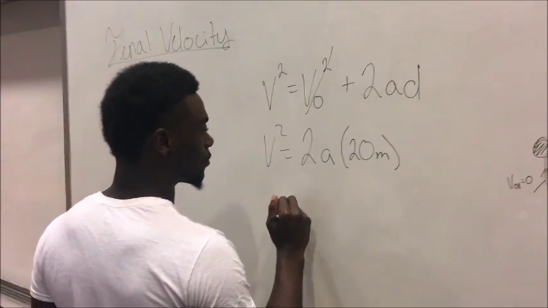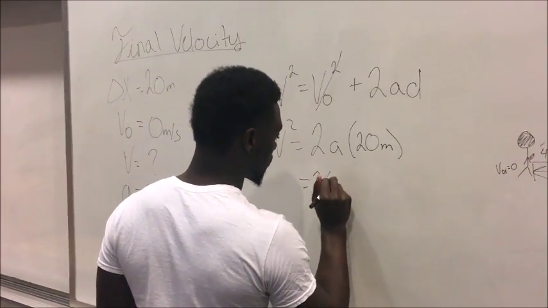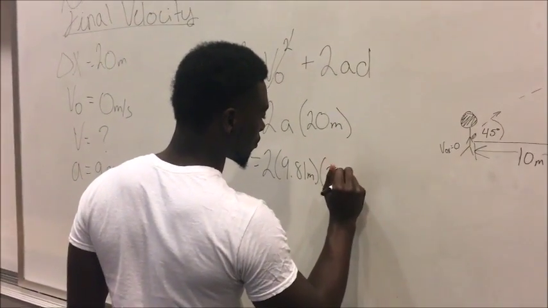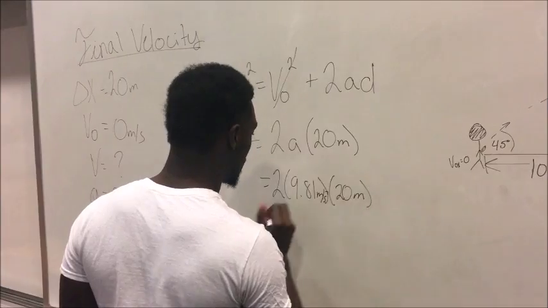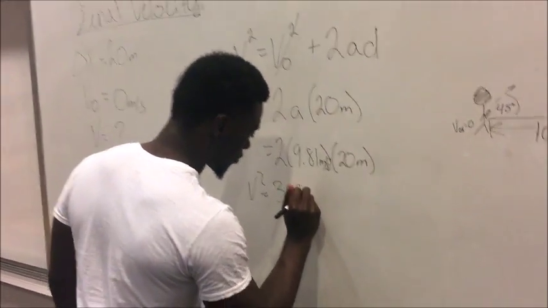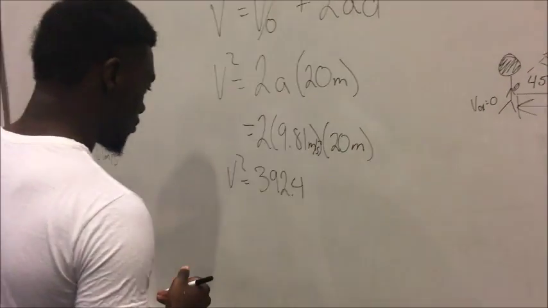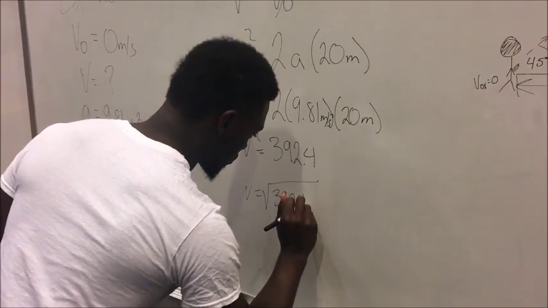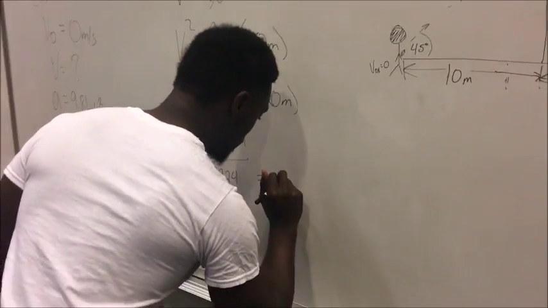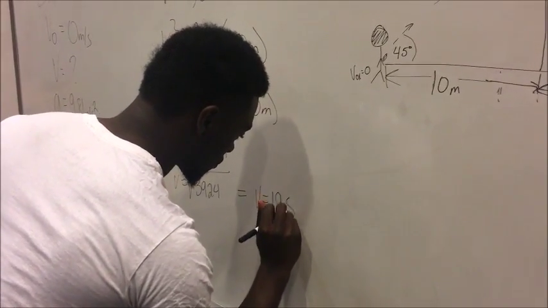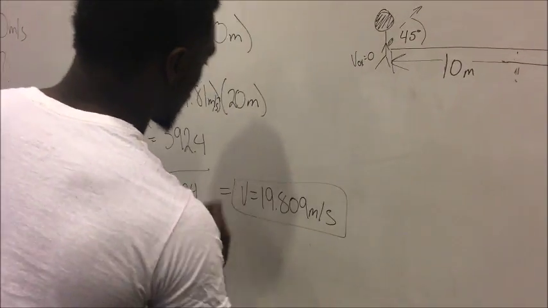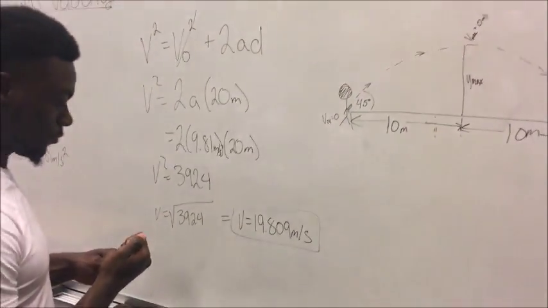Acceleration due to gravity is 9.8 meters per second squared. So it's 2 times 9.8 meters per second squared times 20 meters, equal to 392.4. Because velocity is squared, you have to take the square root of the whole equation. Taking the square root, velocity final is equal to 19.809 meters per second. And that's your velocity final.